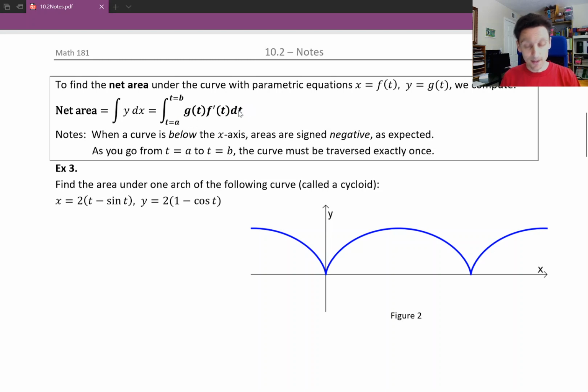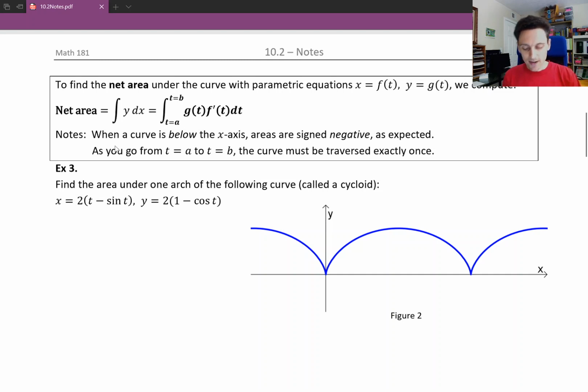Now this is going to be an integral in terms of t, so our limits of integration will be in terms of t. Here we'll let t go from a to b, and remember that each value of t represents a point, so that's going to correspond with an x-coordinate and also a y-coordinate. But that's the integral that you're going to use to find the net area underneath a parametric curve.